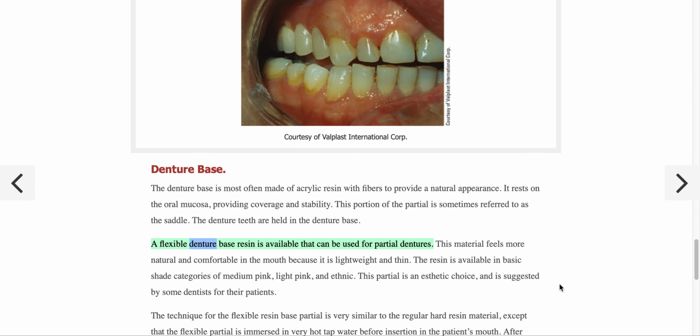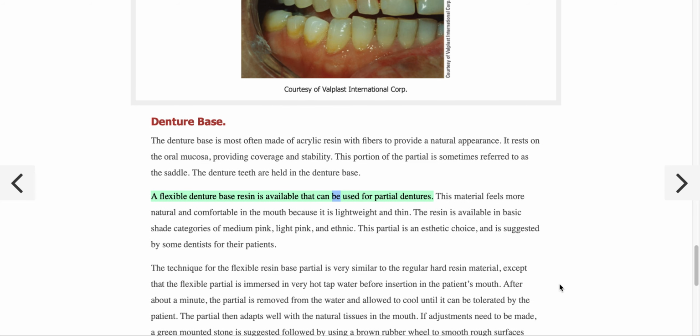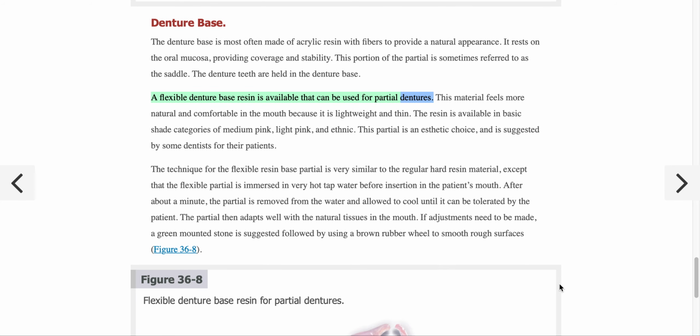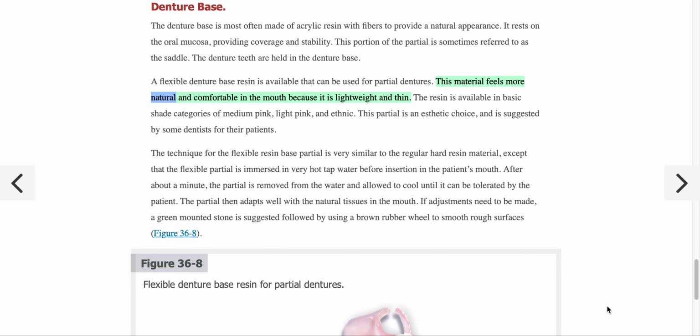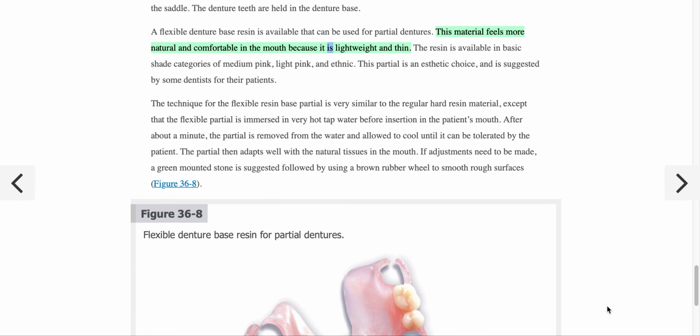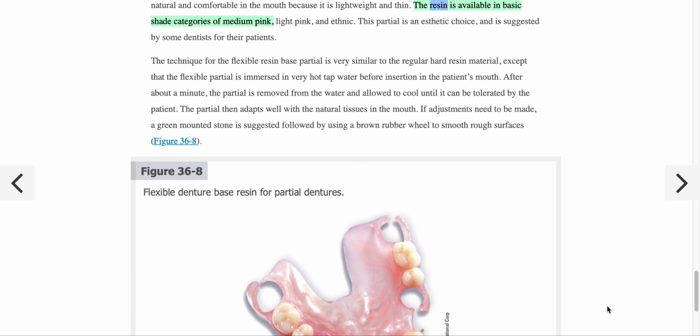A flexible denture base resin is available that can be used for partial dentures. This material feels more natural and comfortable in the mouth because it is lightweight and thin. The resin is available in basic shade categories of medium pink, light pink, and ethnic. This partial is an aesthetic choice, and is suggested by some dentists for their patients.